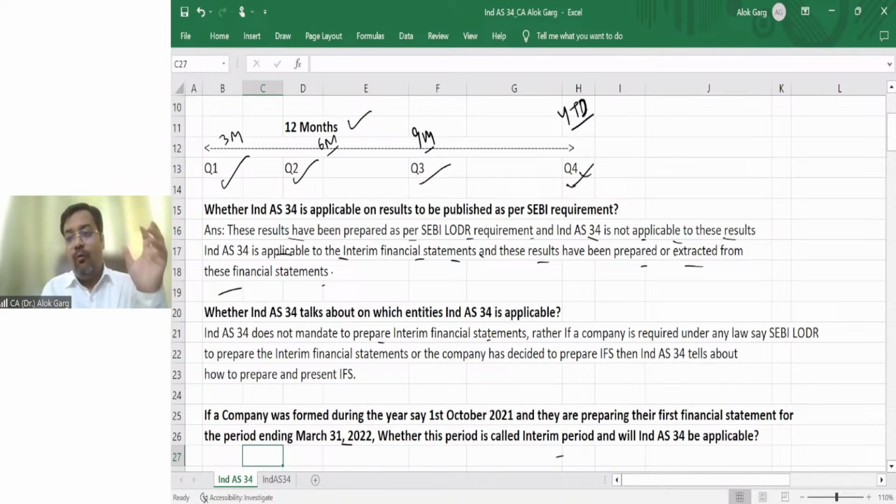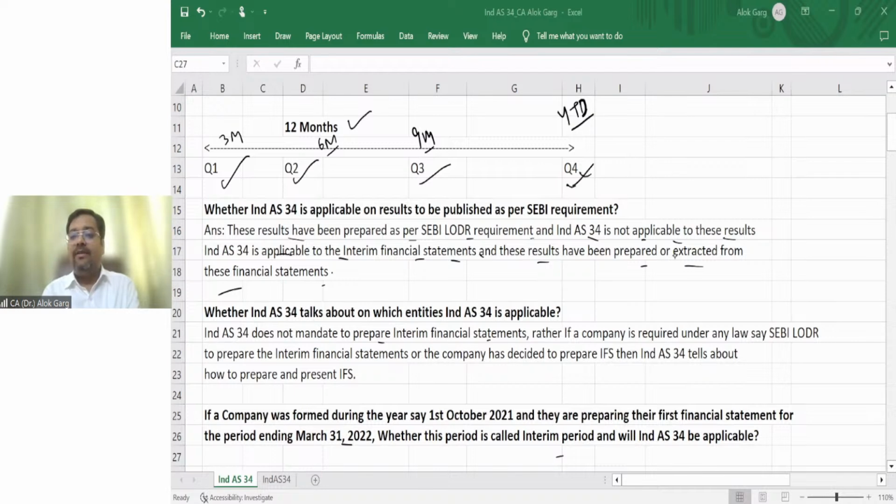So while preparing interim financial statements, what is applicable? Ind AS 34 is applicable. Is that clear? But for the ratios and the numbers which we are filing, Ind AS 34 is not applicable. That is as per the SEBI regulations. Right?